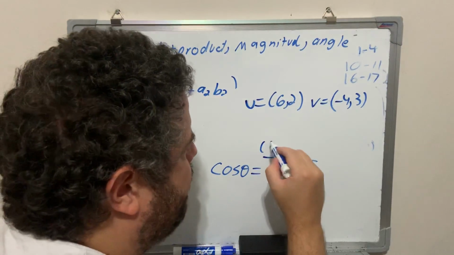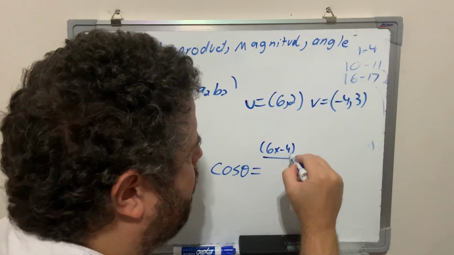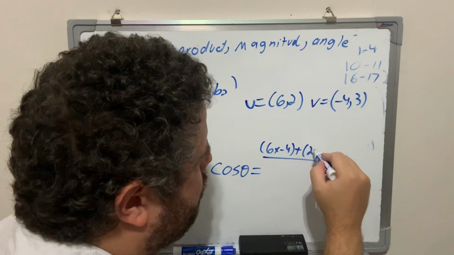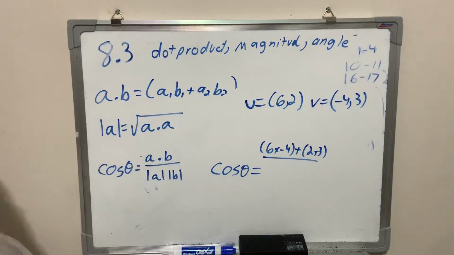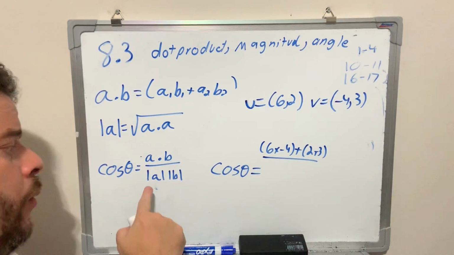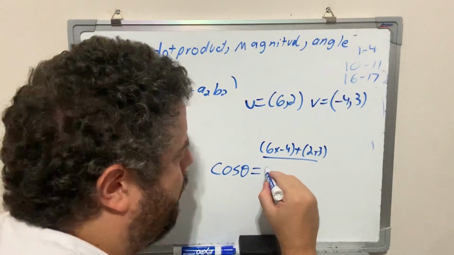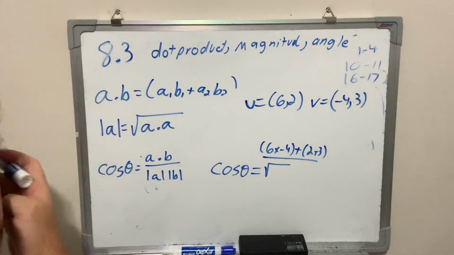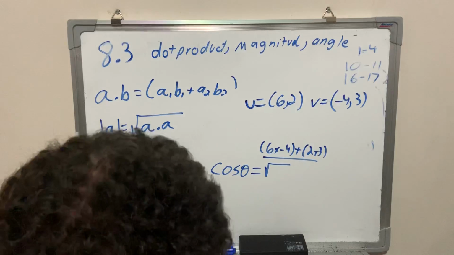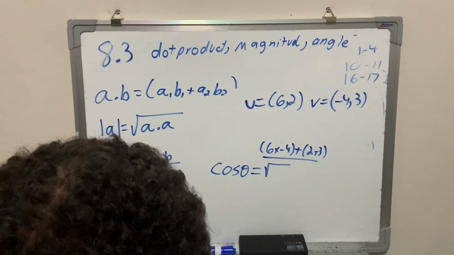6 times -4 plus 2 times 3. That's all we have to do there at the top. Now at the bottom, we're going to do the magnitude of A. Now let's do it pretty much in our brains. Let's see here.